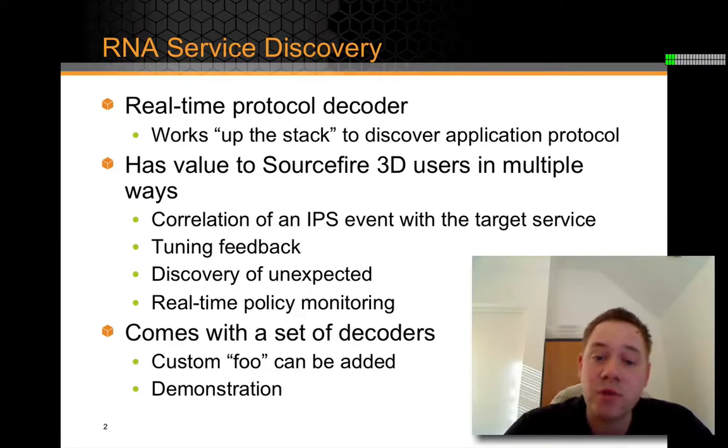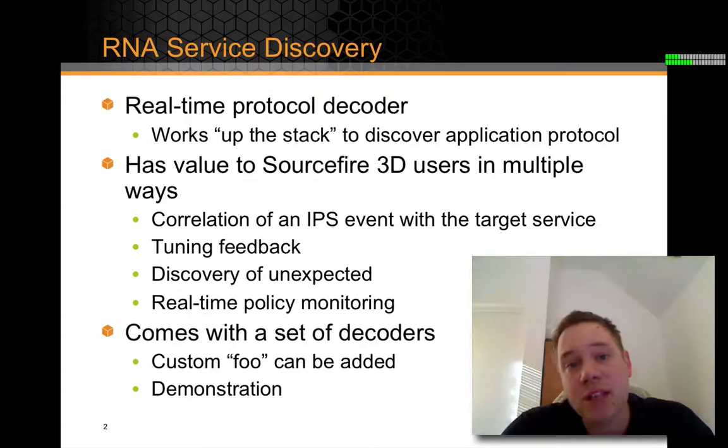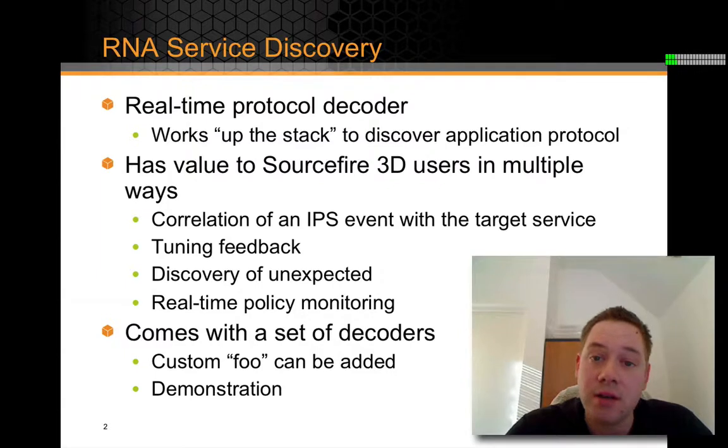RNA comes pre-built with a wide list of protocol decoders which match most of the needs of the enterprise and also the internet community, but if you're running something custom in-house, it's possible you might want to add your own custom decoder. So that's what I'm going to give you a demonstration of how to do today, to add a custom RNA protocol decoder that will detect a Windows XP bind shell regardless of what port it is discovered on.